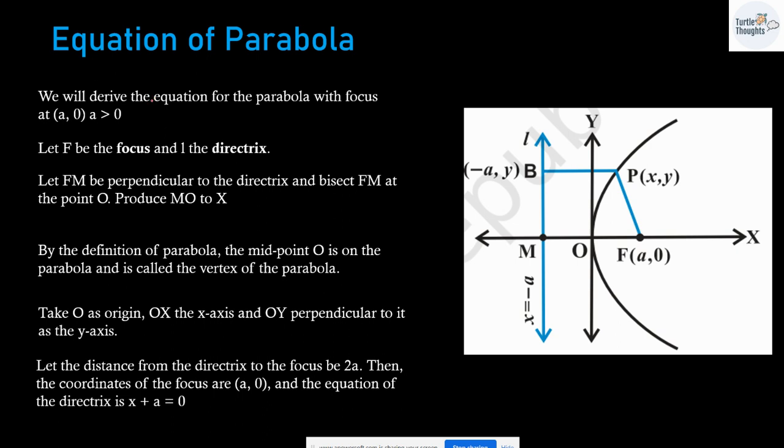Equation of parabola. We are going to derive the equation for a parabola with focus at (a, 0). Let F be the focus and L be the directrix. This is going to be the directrix, and the focus is taken as F, with coordinates (a, 0). Let FM be perpendicular to the directrix, and it is bisected at the point O. Produce MO to X.